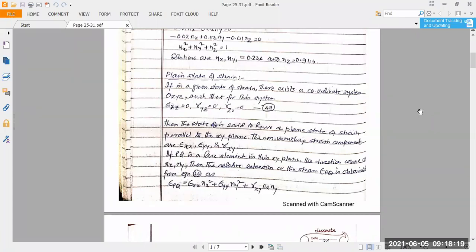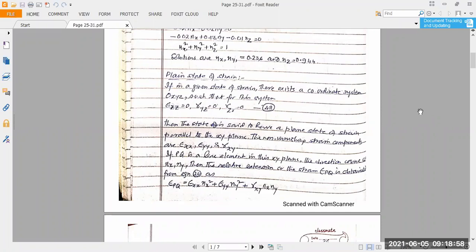The non-vanishing strain components are epsilon xx, epsilon yy, and gamma xy. So we have a plane; we don't have any cube, and we don't have the strain in three dimensions along the z axis, only along the Ox and Oy axes. This means the elongation exists in a plane only, in two dimensions, and the strain acting in the vertical direction, the z axis, is equal to 0. So the non-vanishing strains are epsilon xx, epsilon yy, and gamma xy.